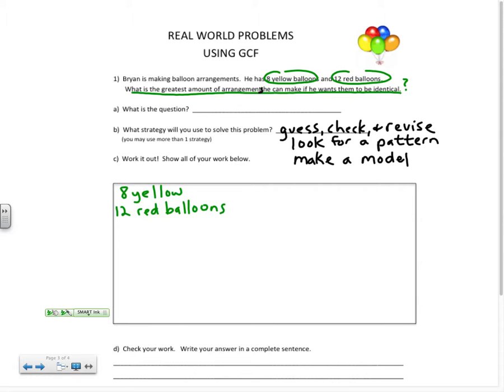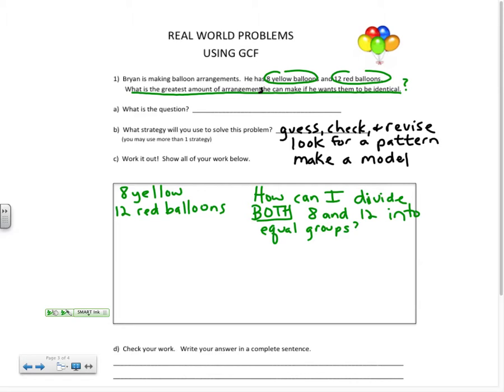Okay, so I'm going to rephrase that question. How can I divide both 8 and 12 into equal groups? I see that word divide in my question, so I'm going to be thinking, what goes into both 8 and 12? I need to split up the 8 balloons and I need to split up the 12 balloons. So can I split the 8 balloons into 2 groups and the 12 balloons into 2 groups as well? Well, I'm going to give that a try.